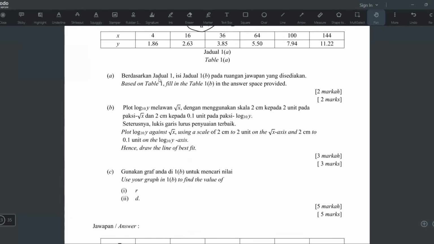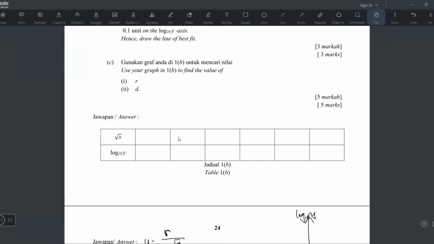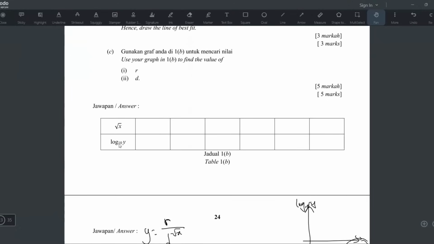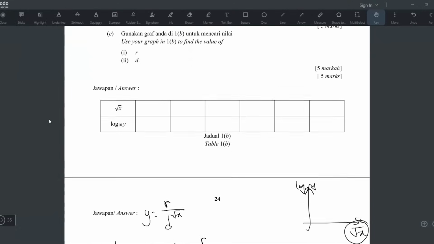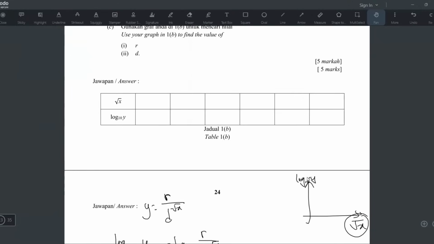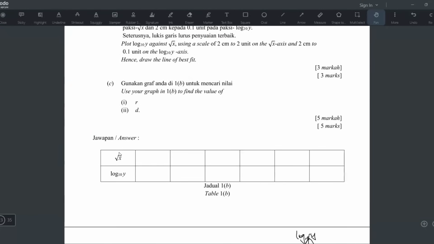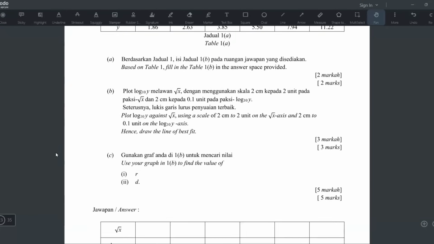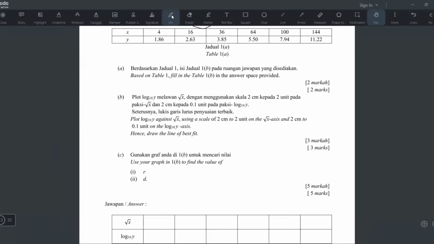Okay, okay. The next part is draw table lah. Okay, but they actually ask you to draw the table. They say fill in the table, and they already draw nicely for you. Okay, so we just have to fill in the table lah. Okay, the table we need to get the value for square root x and log y. Yeah, because your y-axis and x-axis change to square root x and log y already. So how to find the square root x? Okay, you can just refer the atas punya table.